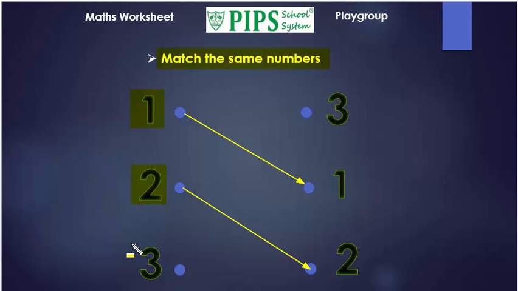The next digit is 3. This is the digit 3. And we will match the digit 3 with the same digit like this.